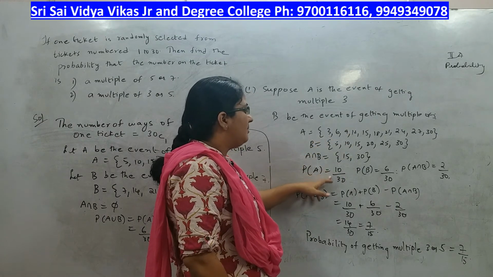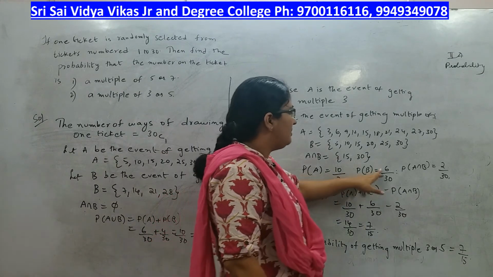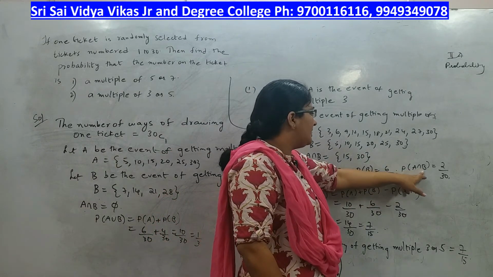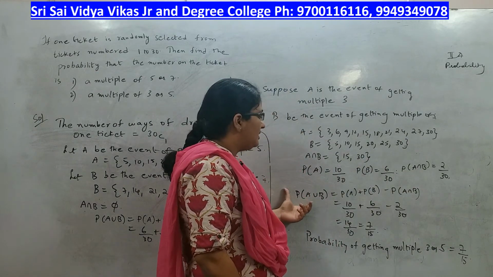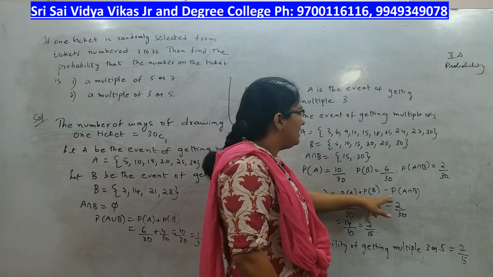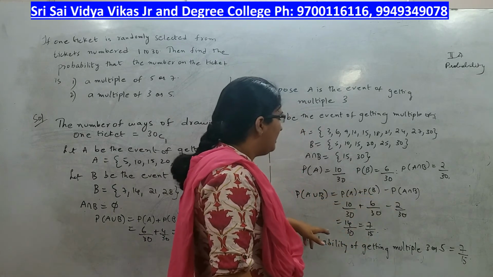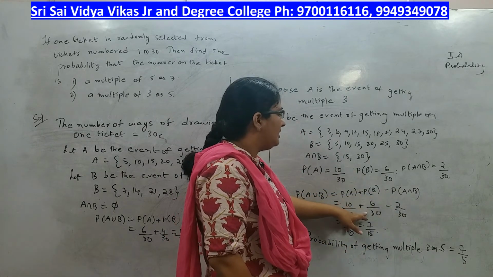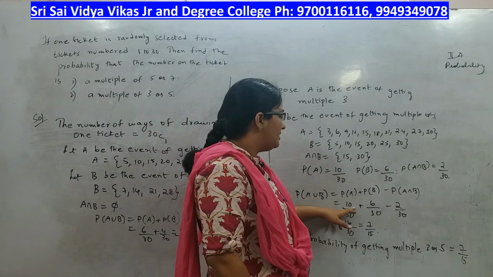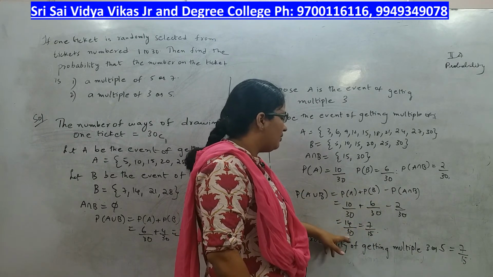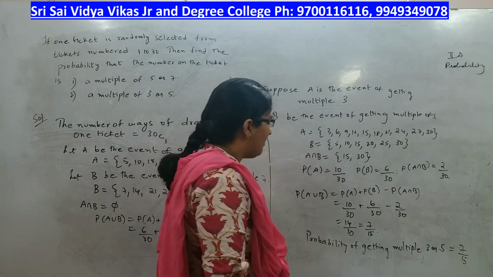P of A is 10 by 30. P of B is 6 by 30. P of A intersection B is 2 by 30. P of A union B is P of A plus P of B minus P of A intersection B, that is 10 by 30 plus 6 by 30 minus 2 by 30. This is 16 minus 2 by 30, which is 14 by 30, that will give you 7 by 15.